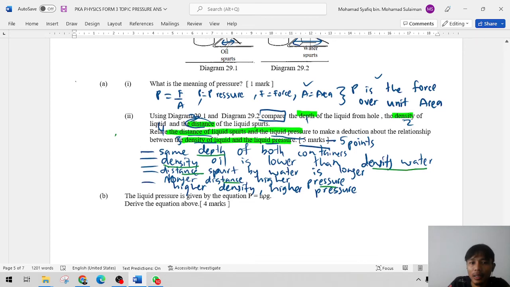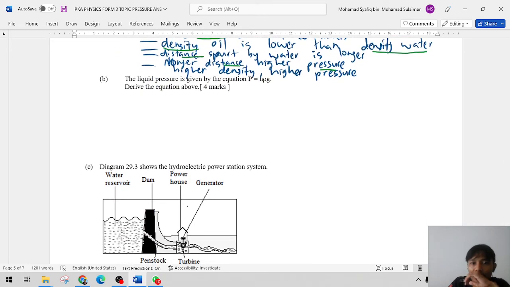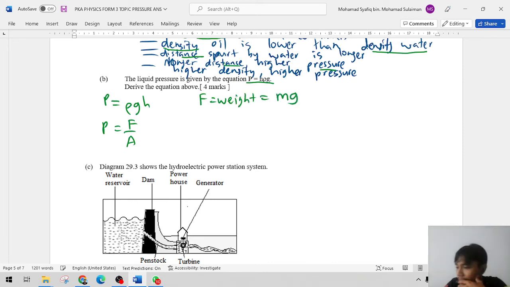Okay, and B. So we have liquid pressure. Using the equation pressure equal to rho g h, derive the equation. So we want to derive pressure equal to rho g h from the equation P is equal to F over A. Okay, so from that we can see F is weight. Weight is equal to mass times gravitational acceleration.